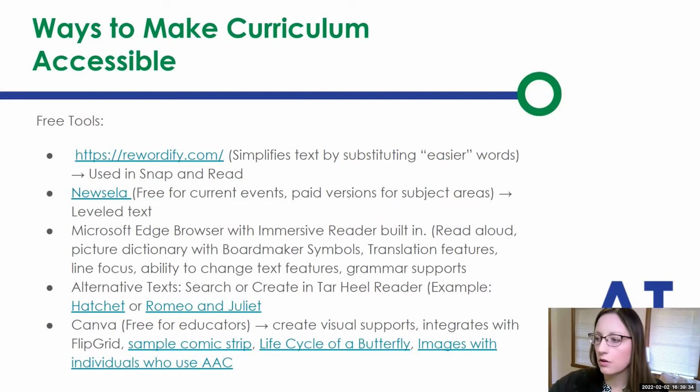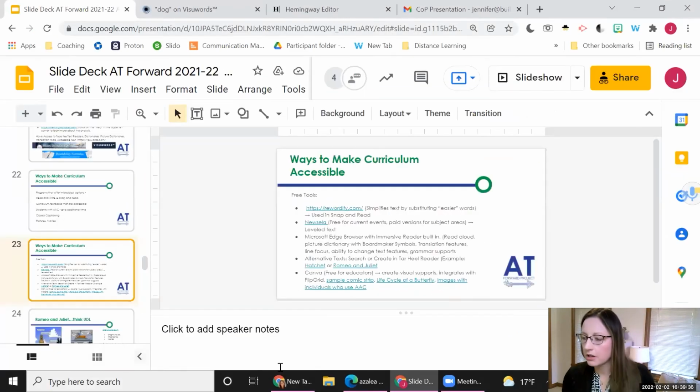Sure. So a couple of free or low cost tools. Rewordify is a nice website you can go to. It simplifies text by substituting easier words, and Rewordify is actually built into and used by Snap and Read. But if you don't have Snap and Read in your district, or maybe you don't have access to it at home or in your community program, Rewordify can be a helpful tool.